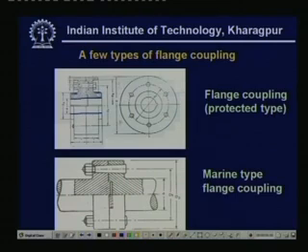The hub diameter is d2. So, this is a protected type flange coupling. Sometimes we do not have this part, and this is called an unprotected type of flange coupling. Now, why these protections? Because you know the shafts rotate. This is the definite purpose of the shafts. Whenever they rotate, we need some safety.